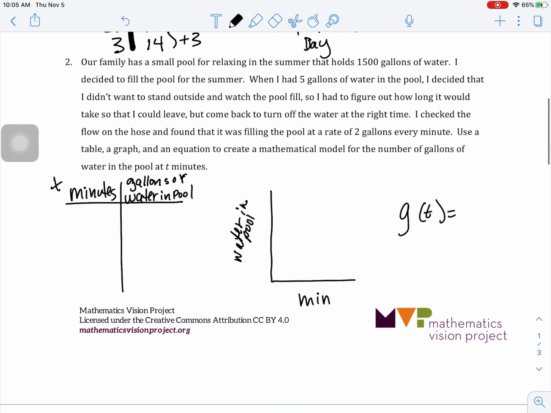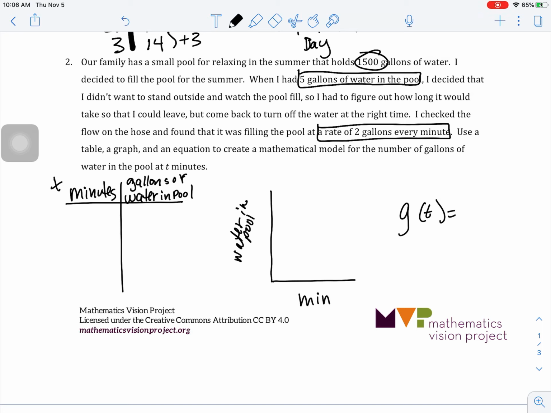So the next story, same thing, different story. Our family pool has a small pool for relaxing in the summer that holds 15,000 gallons of water. I decided to fill the pool for the summer. When I had 5 gallons of water in the pool, I decided that I didn't want to stand outside and watch the pool fill, so I had to figure out how long it would take so that I could leave, but come back to turn off the water at the right time. I checked the flow on the hose and found that it was filling the pool at a rate of 2 gallons every minute. Use the table, graph, and an equation to create a mathematical model for the number of gallons of water in the pool at T minutes.